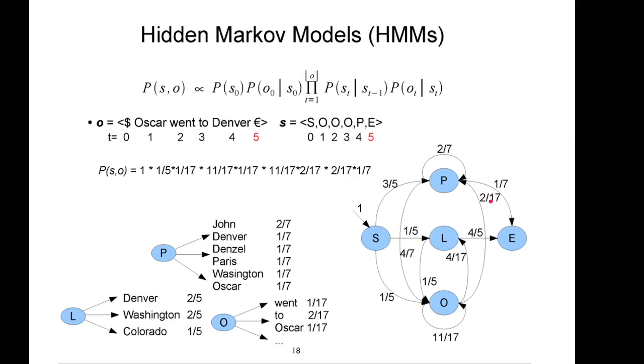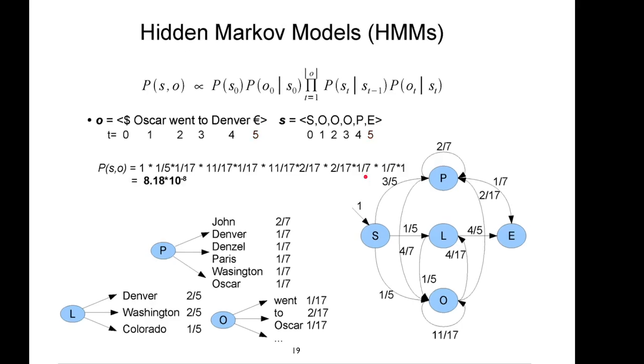Yeah, that was the likelihood over here, times 1/7. That was the likelihood over there. And then finally, we want to know what is the likelihood of going from person to end and seeing the end symbol in the final state. And from person to end has a probability of 1/7, and observing the end symbol in the end state is 1. So 1/7 times 1, and then we can calculate this, and we get 8.18 times 10 to the power of -8. So that is the likelihood of this state producing that sequence.